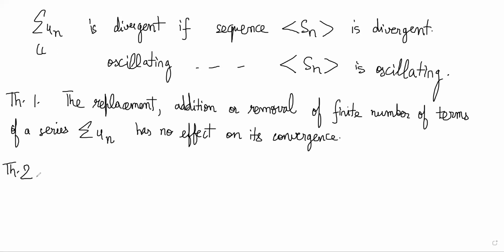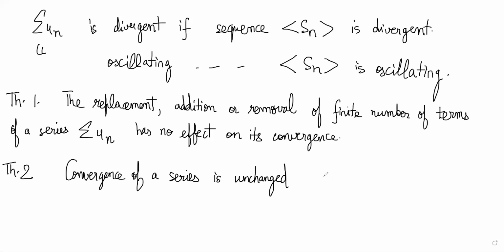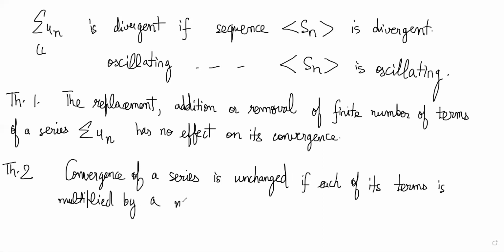And theorem 2 says the convergence of a series is unchanged if each of its terms is multiplied by a non-zero constant.